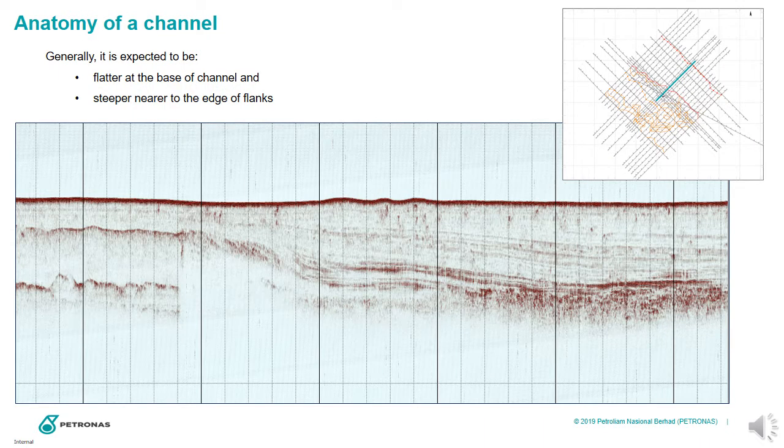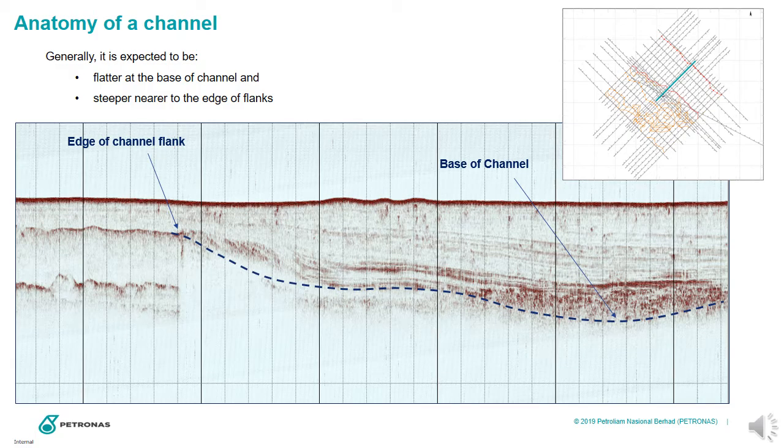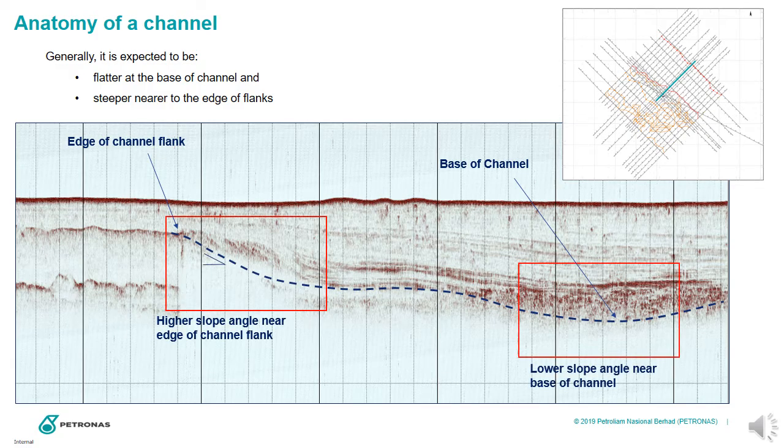The reason for this is that a channel generally has a higher slope angle near the edge of its flanks and lower slope angle near the base. The sedimentation above the base of the channel is also more homogeneous, with a more consistent lateral formation strength compared to the flanks.